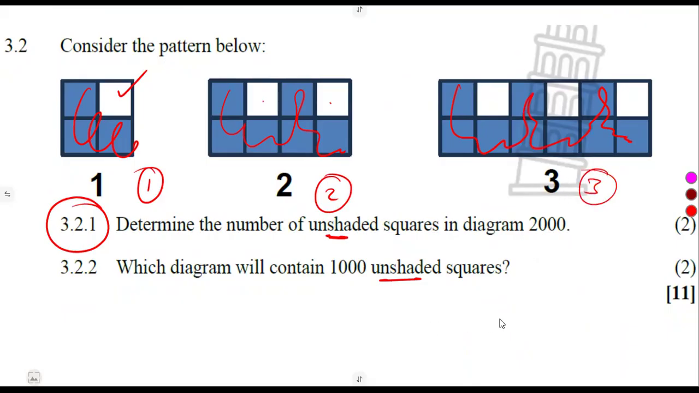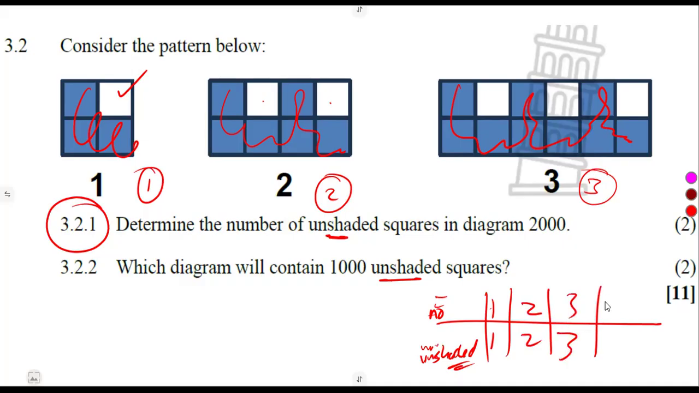So it's just like one to one. The first one is 1. The number of unshaded squares, if we talk of the pattern: if we move on to 2, it's 2. It's 3, it's 3. It's 4, it's 4. That is what it means, 5 and 5. It's one to one. So the question was: determine the number of unshaded squares in diagram 2000.